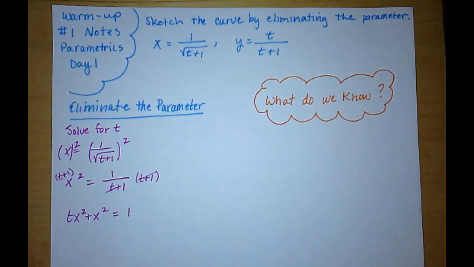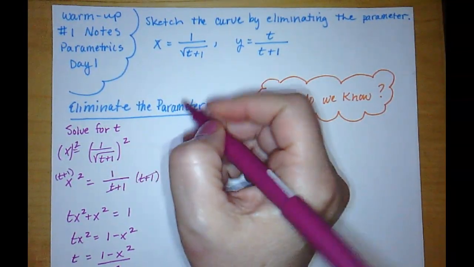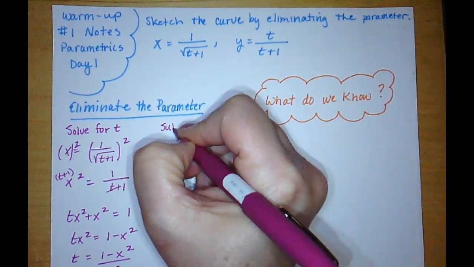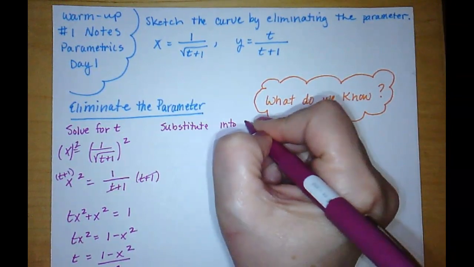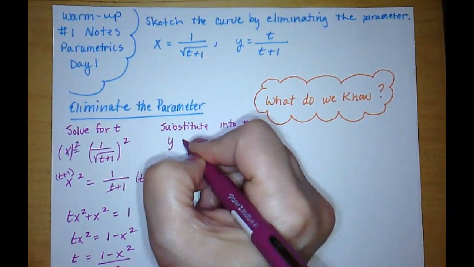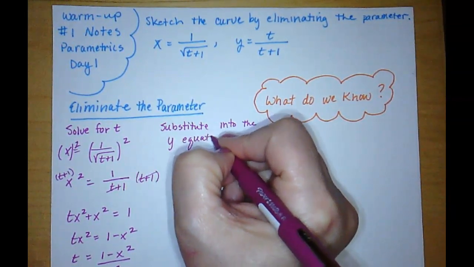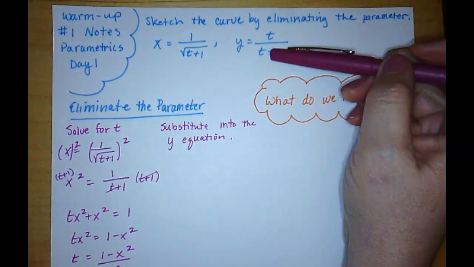I'm almost close to getting t by itself, so I need to move the x squared over. So t x squared is going to equal 1 minus x squared. Divide both sides by x squared, and I'm going to have t equals 1 minus x squared divided by x squared. What we just did was to get t by itself so that we can do our second step, which is to substitute into the y equation. That is this one right here.